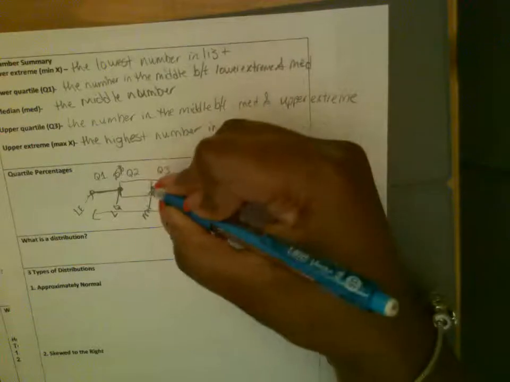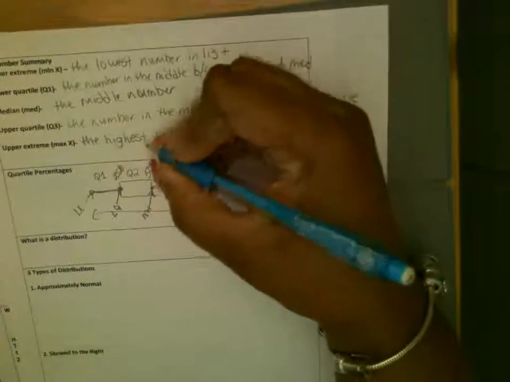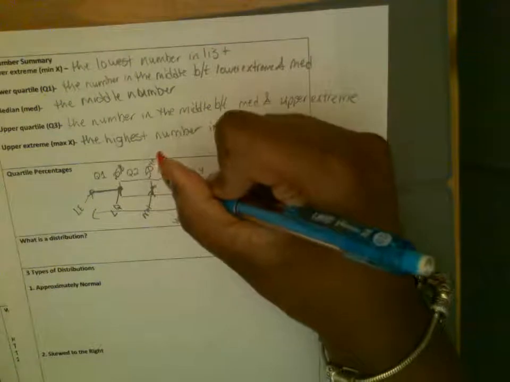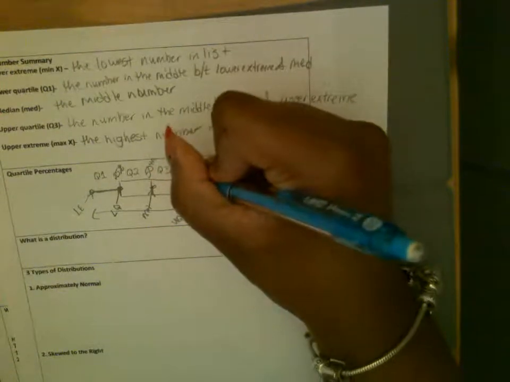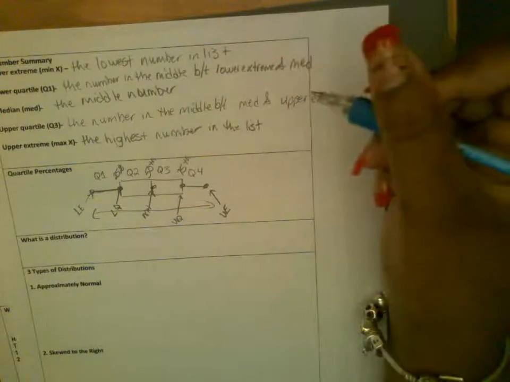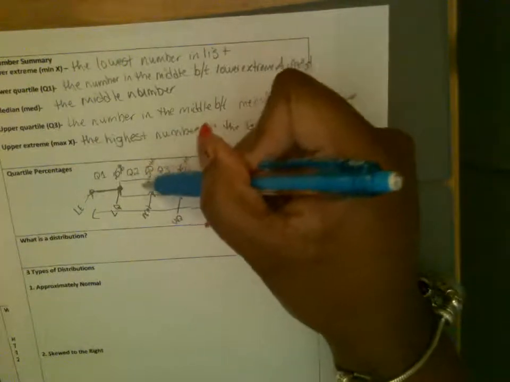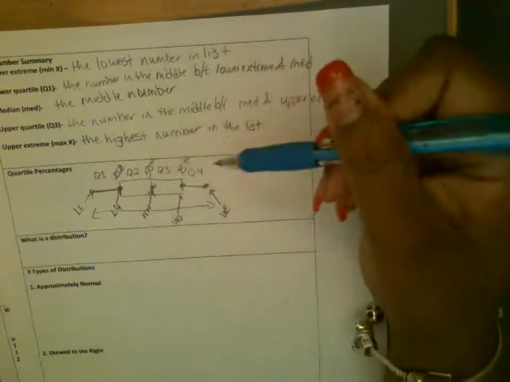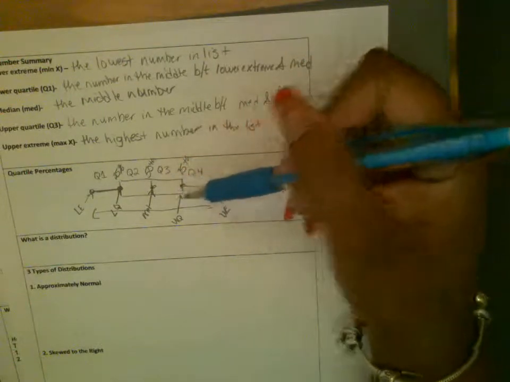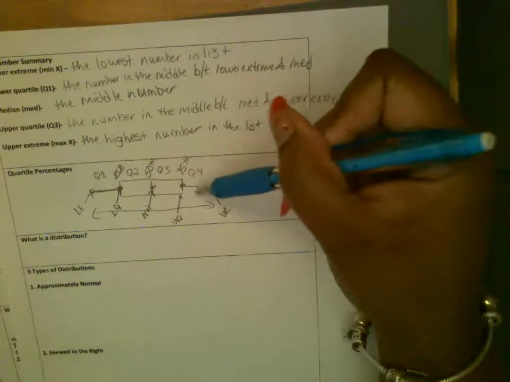Okay? The halfway mark, the median, is the number that's in the 50th percentile. The number that's right here, the upper quartile, is in the 75th percentile. All right? If I want to find a number that's in the 40th percentile, I would look in quartile 2. If I want to find a number that's in the 60th percentile, I would look in quartile 3. If I wanted to find a number that was in the 90th percentile, I would look in quartile number 4.